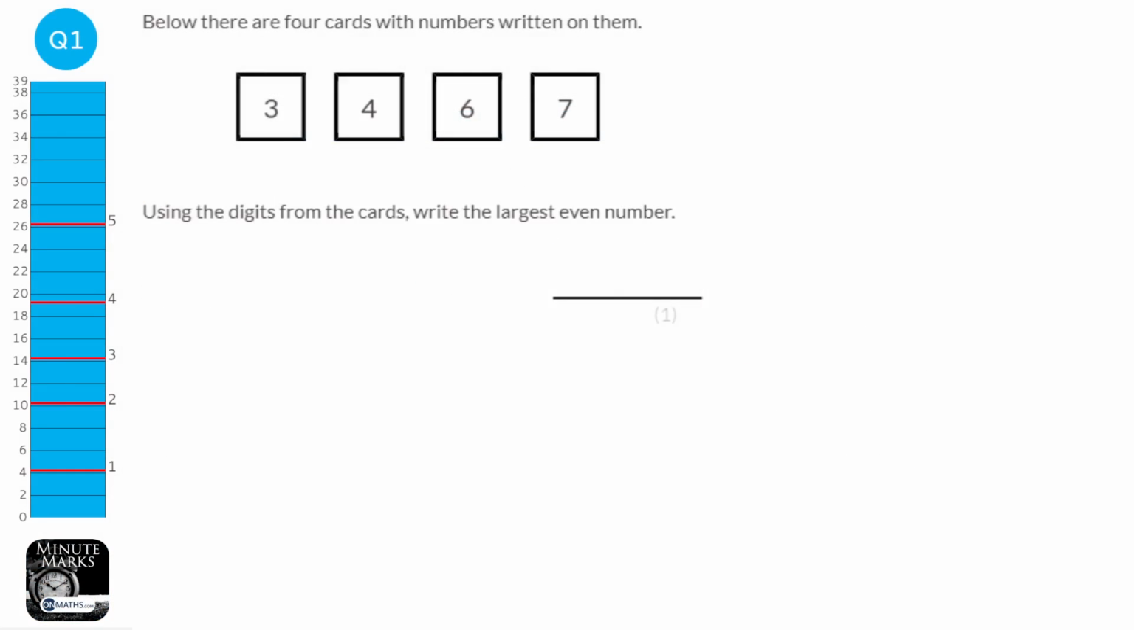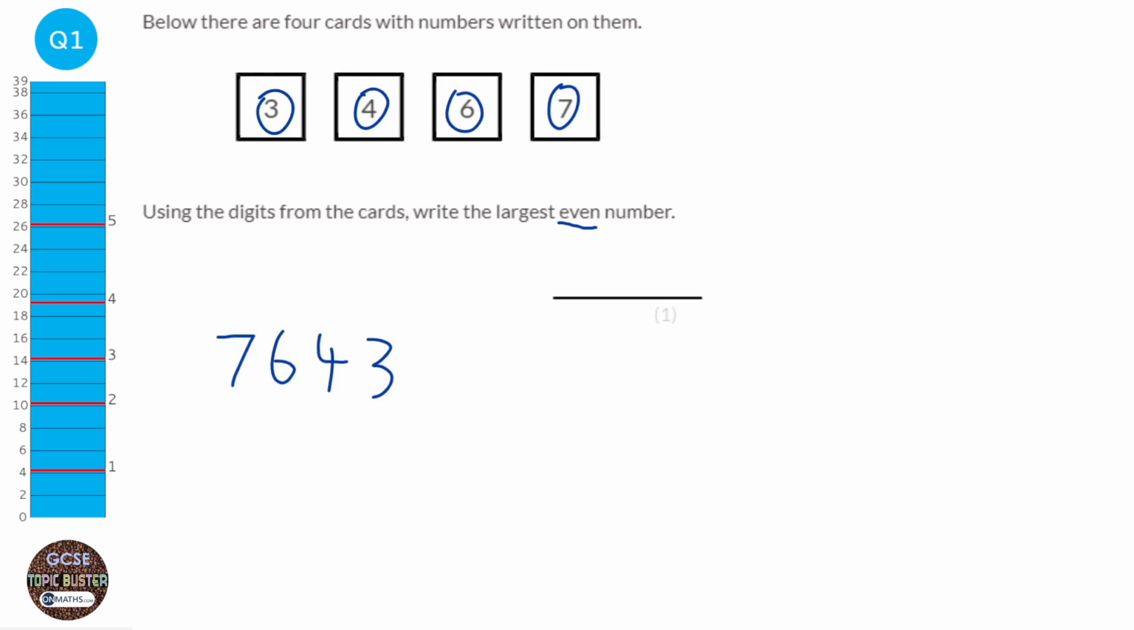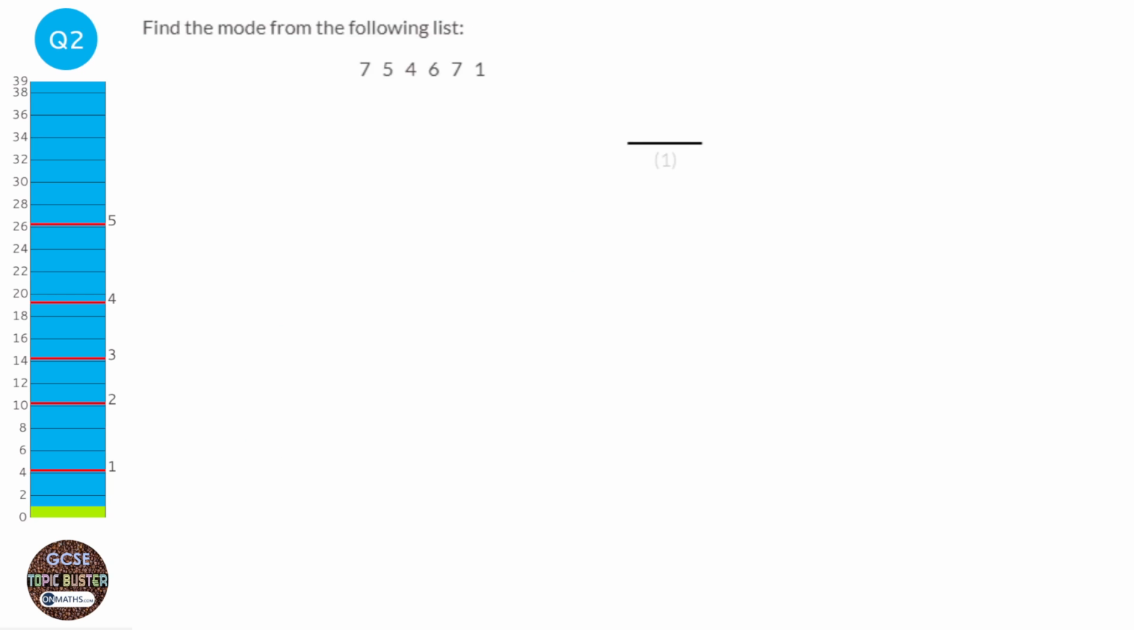For us to create the largest number, we need to pick the biggest digits for the start of the number. So the biggest digit is 7, then 6, then 4, then 3. But the question says it wants the largest even number. So we need to just swap the last two around to make sure that it is even. So our answer is 7,634.